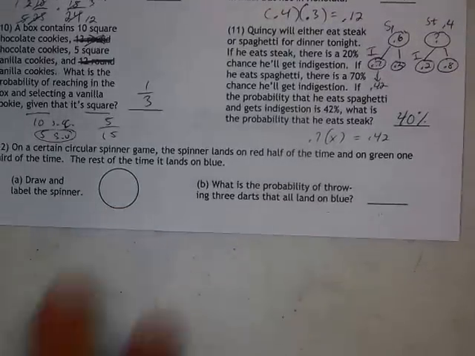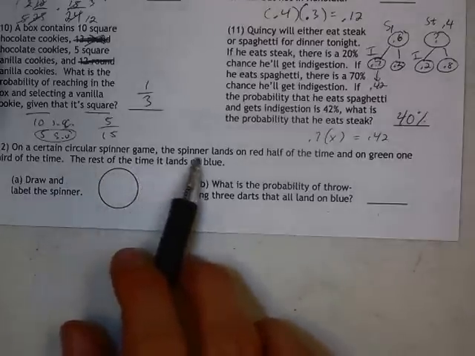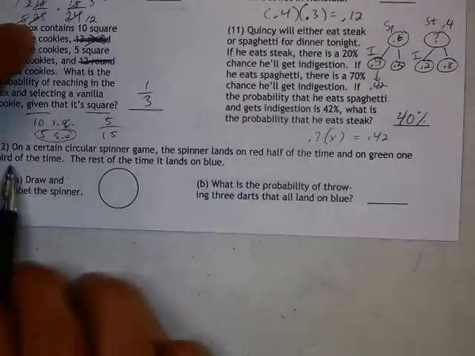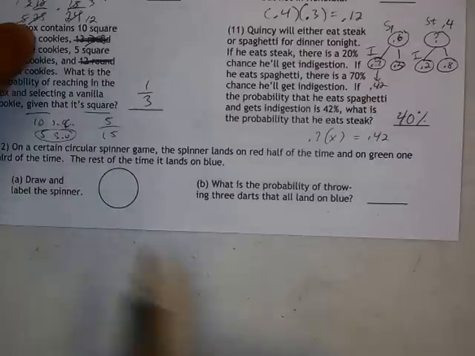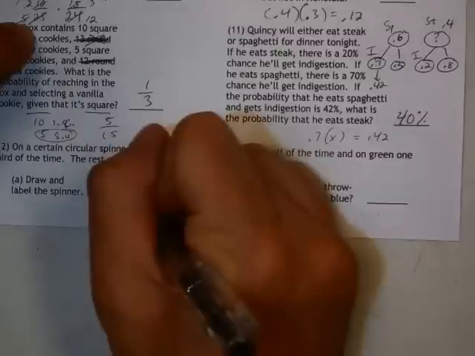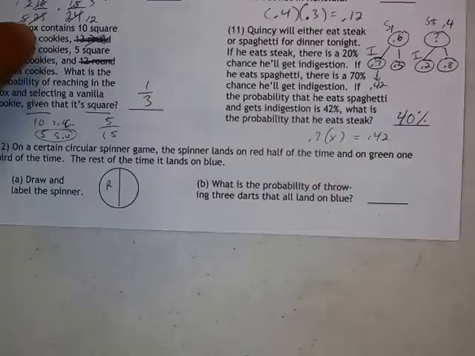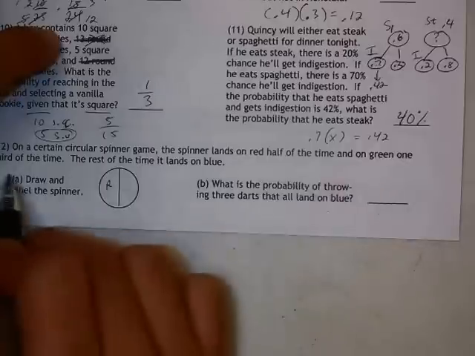Last one in this video, number 12. On a certain circular spinner game, the spinner lands on red half the time and on green 1/3 of the time. The rest of the time it lands on blue. Draw and label a spinner. So I'm going to go ahead and draw up and down. There's my red for the 1/2 of the time. 1/3 of the time it lands on green.